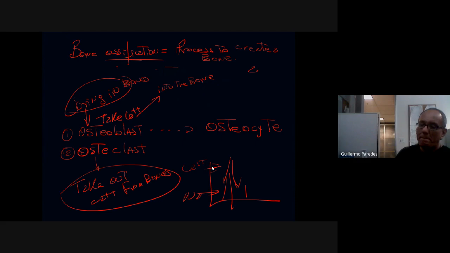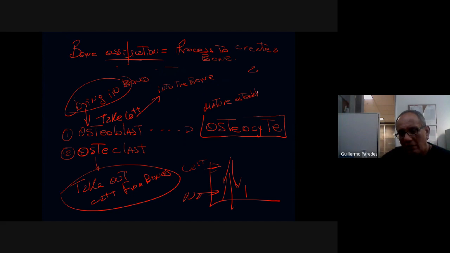And the osteocyte. Osteocyte is a mature osteoblast. What is the function of the osteocyte? The osteocyte's function is to repair and maintain the bones.